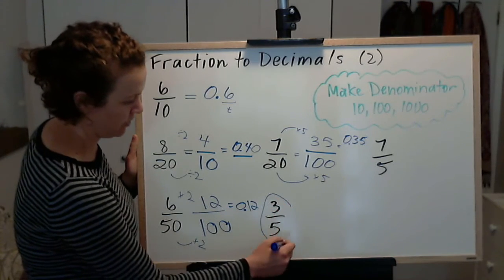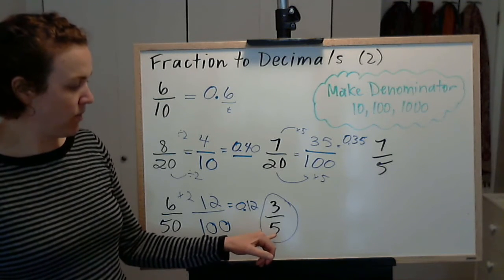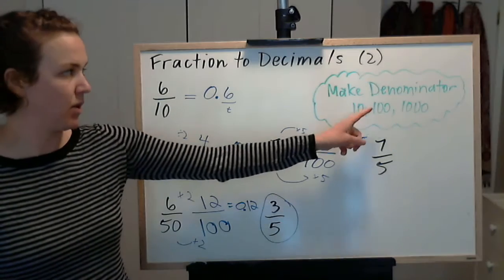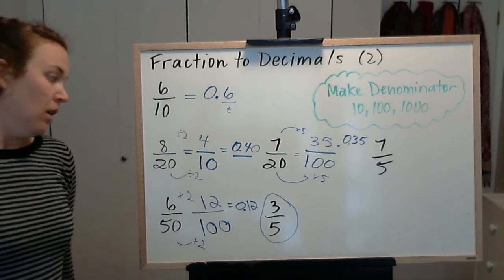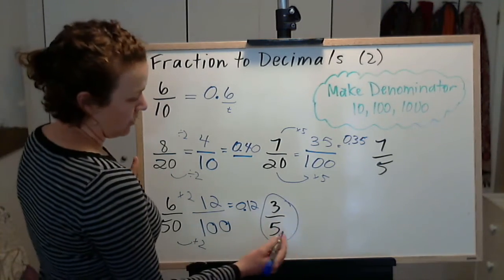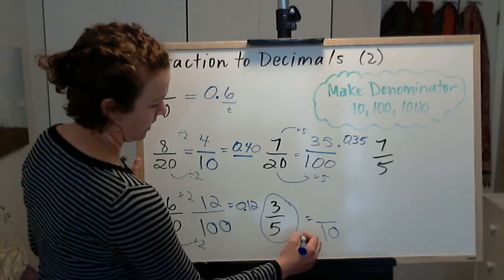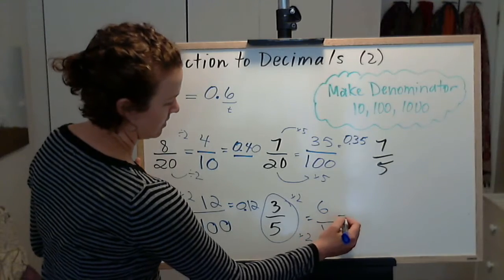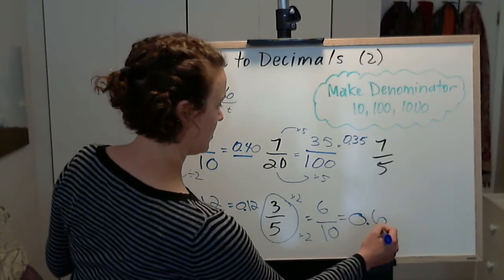3/5. What do you think you would do for this? What can we multiply or divide 5 by to get 10, 100, or 1000? Well, we can multiply 5 by 2, and that'll work for the top as well. So 5 times 2 is 10. 3 times 2 is 6. 6/10 is written 0.6.